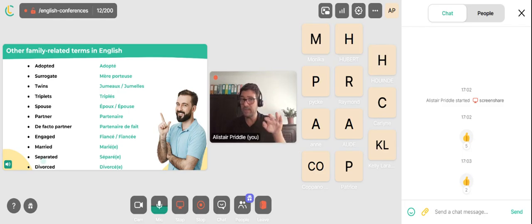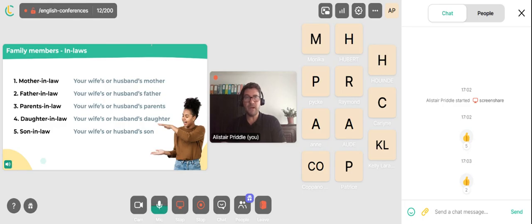I'm going to read through the list again. Adopted, surrogate, twins, triplets, spouse, partner, de facto partner, engaged, married, separated, divorced. Okay, so some useful family-related vocabulary.